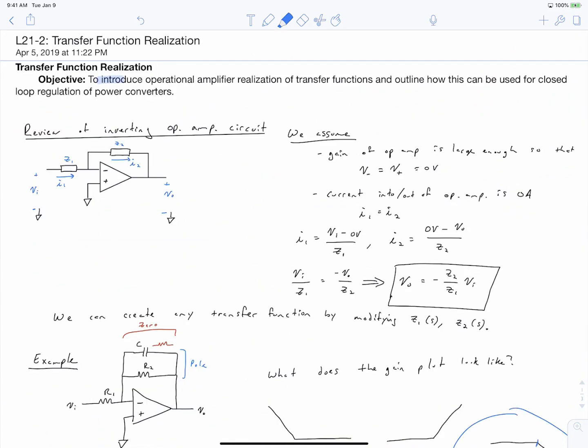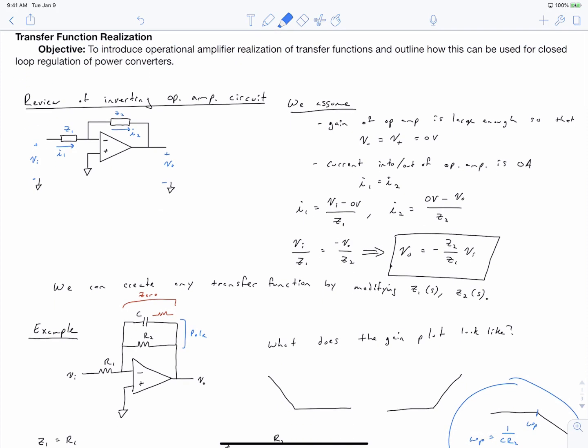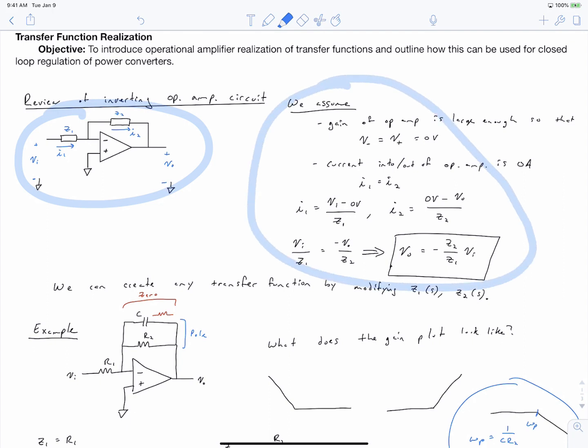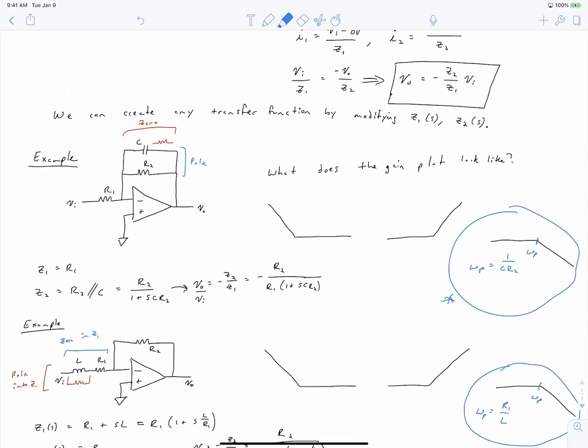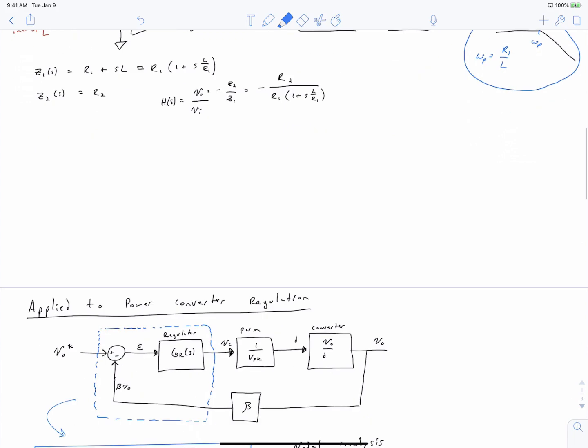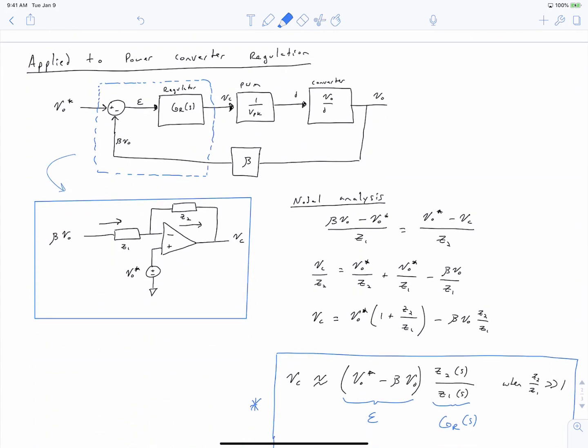So in summary, this lecture has introduced you to the op-amp realization of transfer functions and outlined how this can be used for closed loop regulation of power converters. We reviewed a simple op-amp circuit and how to use nodal analysis to come up with a transfer function for the op-amp circuit. We then worked through examples for how you can modify the feedback paths or the impedances of the op-amp to implement a transfer function. And then we illustrated how the op-amp circuit can be used to implement our regulator and our error calculation for our feedback regulator. So we implement this as an error amplifier.